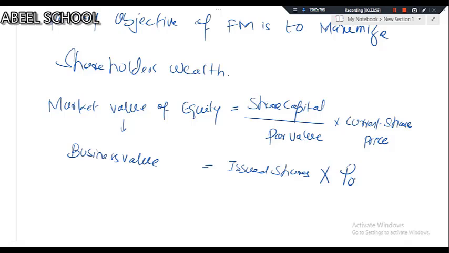Now listen carefully. Let's say someone is asking you why you have used the symbol P naught for current share price. My question is, why have we used the symbol P naught for current share price? We could have used any other symbol. Why P naught?